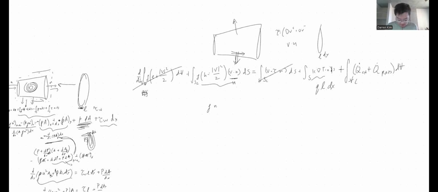It's going to be d dx of h plus u squared divided by 2 dx, equal to q wall L dx plus... I don't know what to do with this one. It looks like the professor does it this way, so we're just going to keep it like this. But from this, there's a dx over here, definitely, because you're doing volume. So we divide by dx. So it's rho u A d dx of h plus u squared divided by 2 equals q wall L plus q convection plus q radiation.